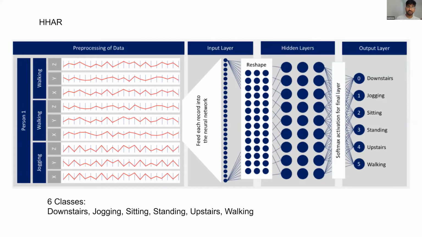So this is the HHAR data set. The left portion of the data set represents the patterns, and the patterns of a person are transmitted to the network. Then the output layer clusters each pattern into different sections, like downstairs represents a class and jogging represents an activity. These are different activities on the side. This is the kind of data set it is.